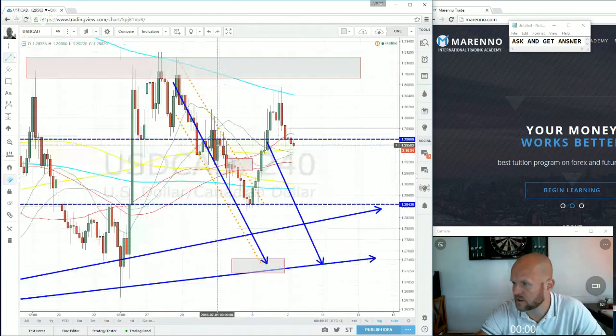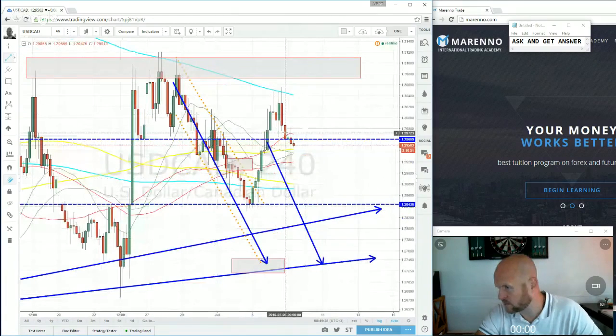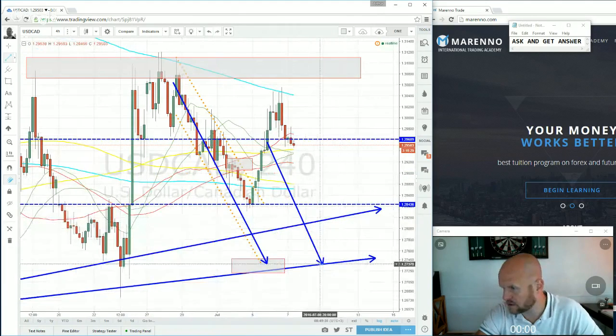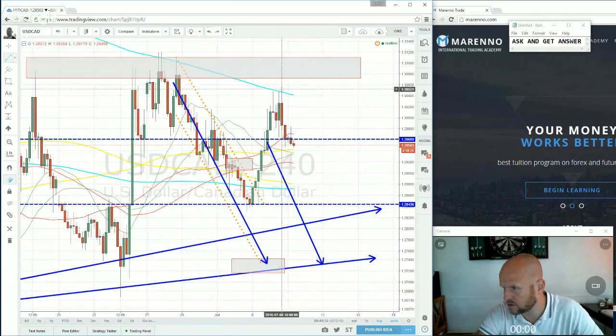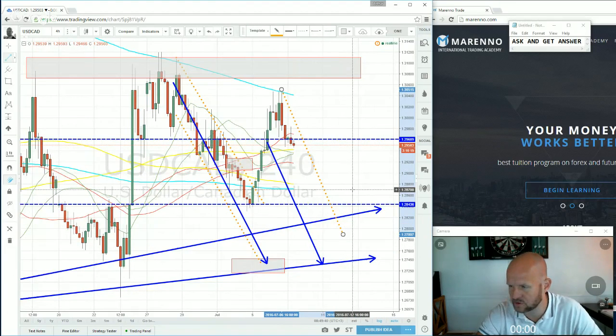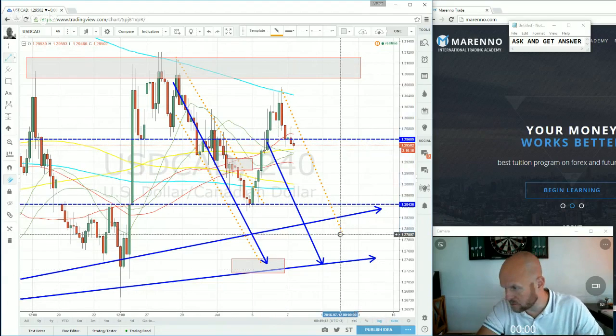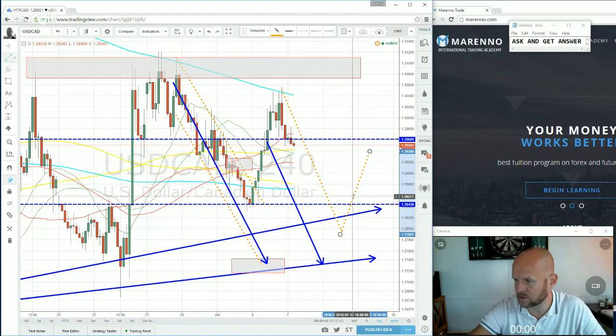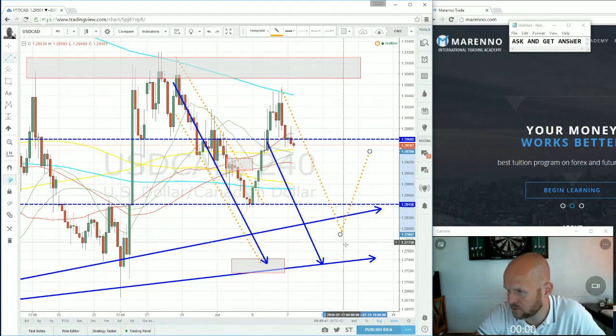Dollar CAD. All right, as you can see, the lines are here, and I'm not going to change my view. I do expect the price will continue to go towards this area before it shows us something, before it probably goes up or something like this. So now we are going down.